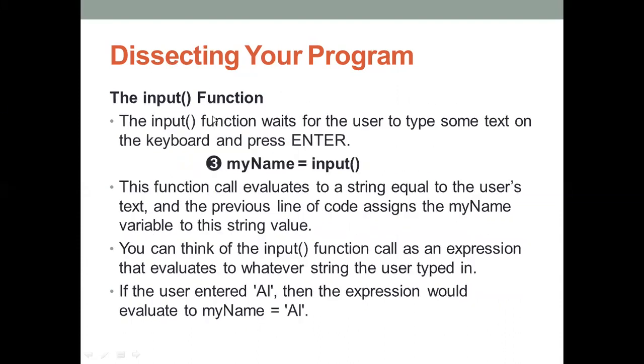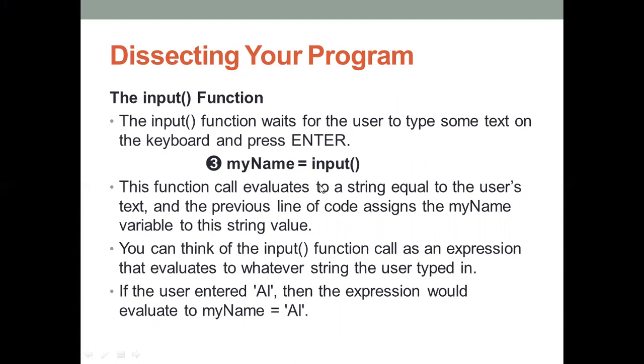For accepting input we use the input function. This input function we mainly attach to a variable. Why? Because if you accept that input, where are you going to store it? For storing, we have to declare a variable. The input function waits for the user to type some text on the keyboard and press enter. Okay, my name is equal to input. This function will accept the input.